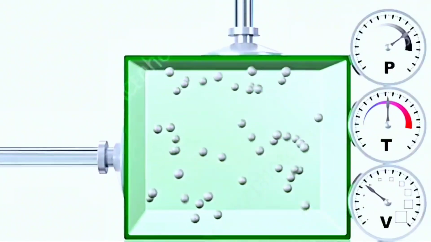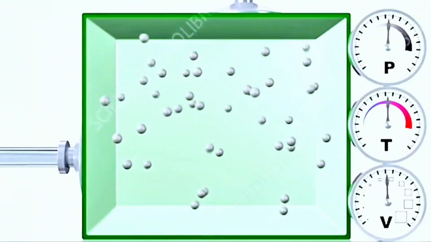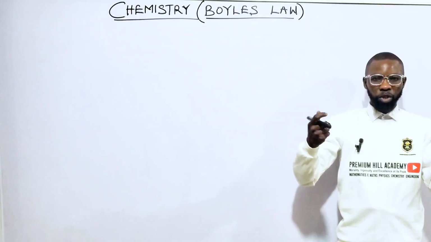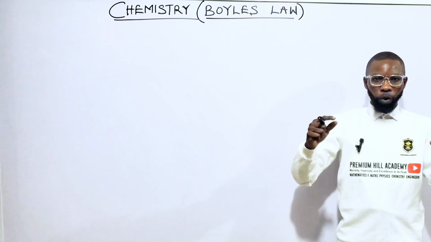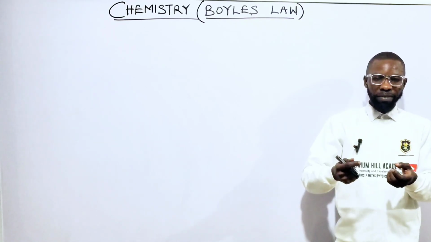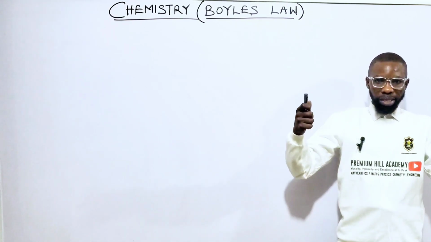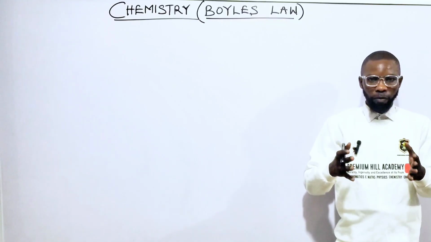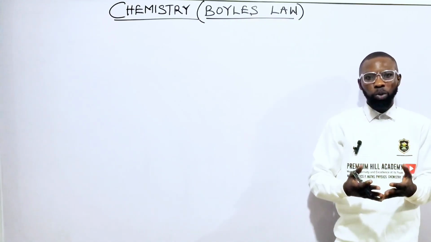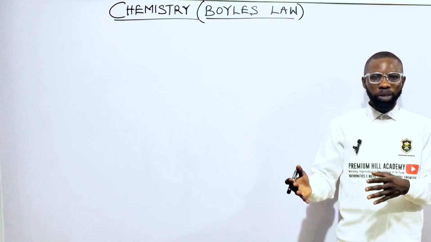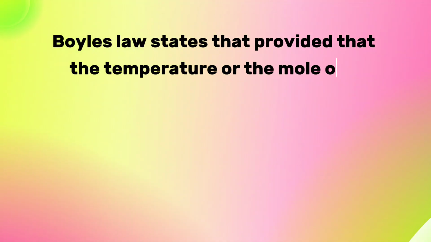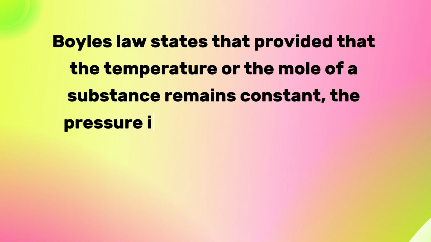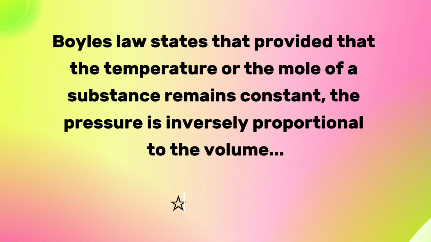And vice versa, as the pressure is reducing, you discover the volume is increasing. The first time the pressure was increasing, the volume was decreasing, and it's vice versa. As the pressure reduces, you discover the volume itself increases. That's what Boyle's law is in print. So what does Boyle's law state? Boyle's law states that provided the temperature or the mole of the substance remains constant, the pressure is inversely proportional to the volume. It's very simple.